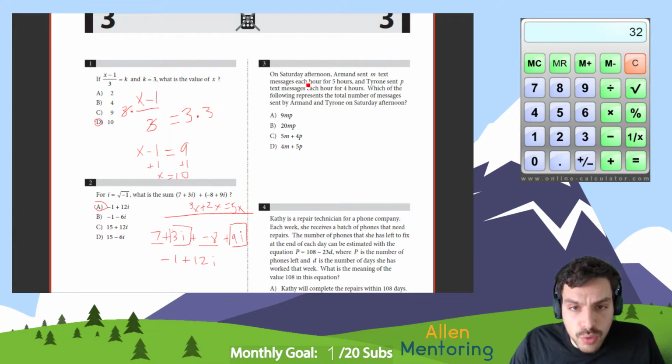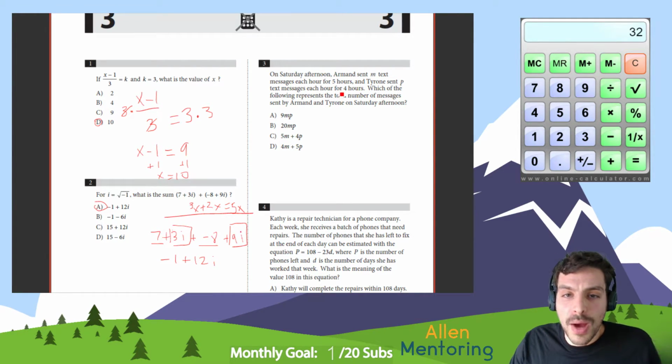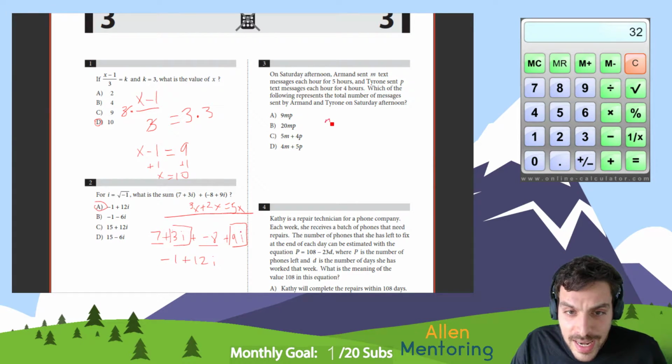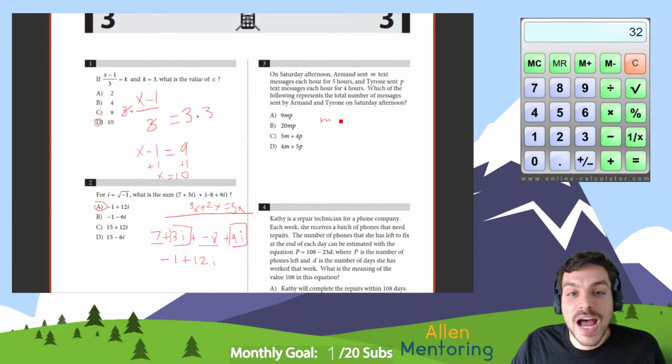Okay, so let's see here. Armand is M. He sent M text messages each hour for 5 hours. So if we were just talking about Armand's total text messages, he sends M, and he does it for 5 hours straight. So if it's once each hour, all we have to do is multiply M times 5.